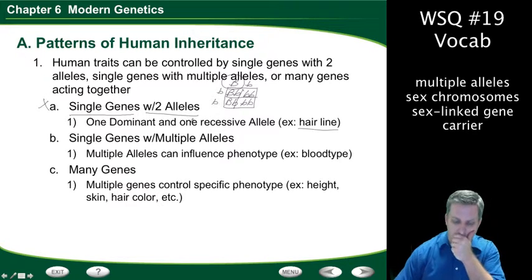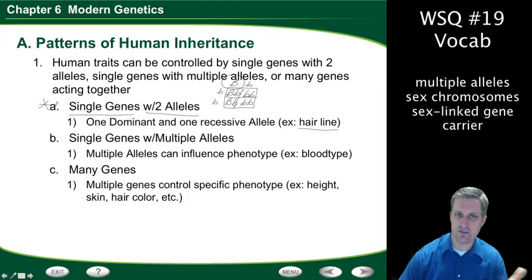So traits that are controlled by single genes with two alleles are pretty easy. It's kind of an on and off switch. And so those are the most common traits we think of. Things like dimples, things like hairline, things like an indented chin, all those types of things are single genes. But secondly, you can have situations where you have single genes with multiple alleles.